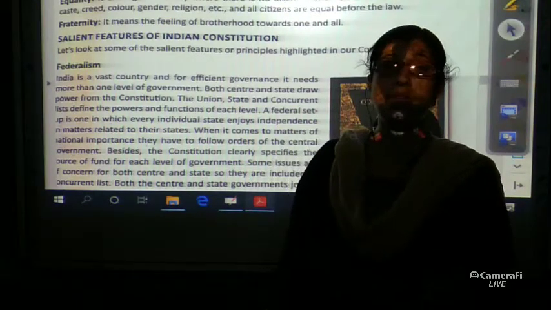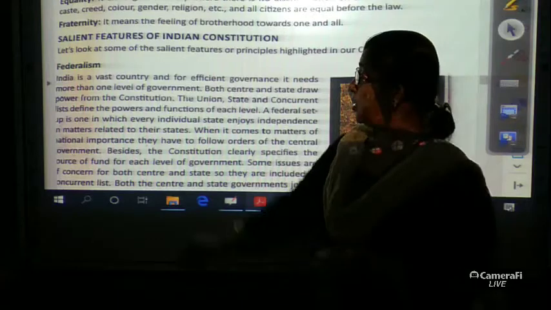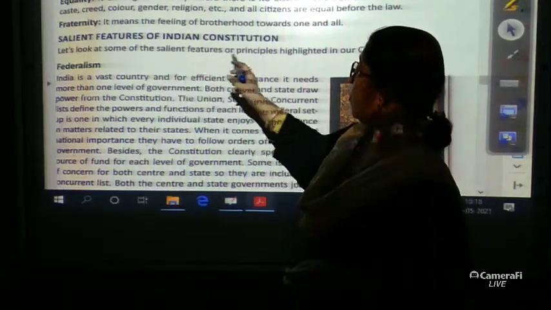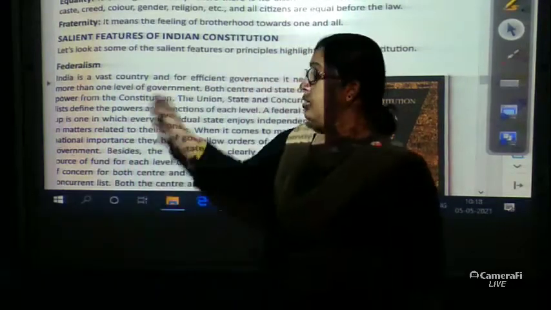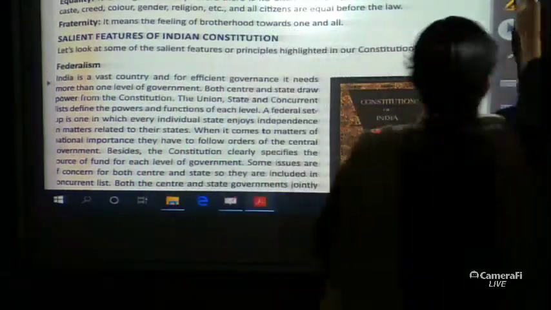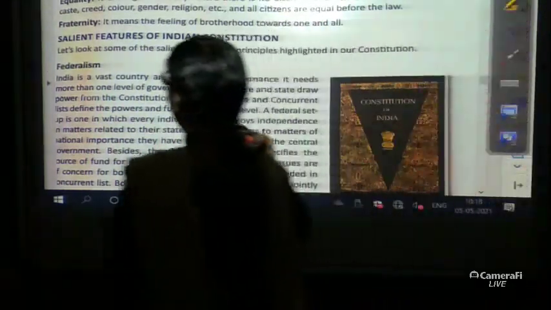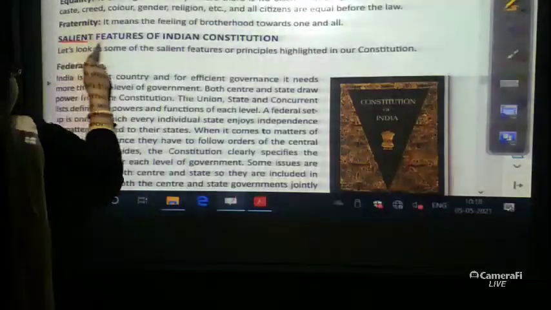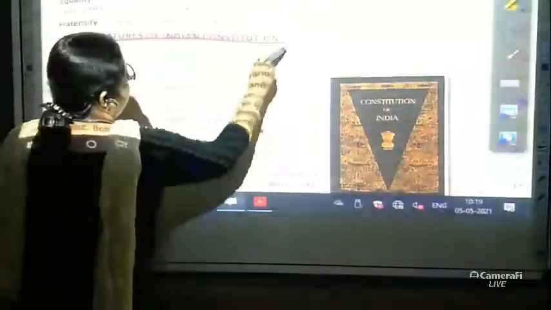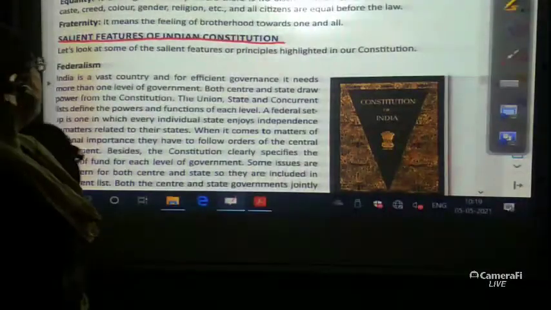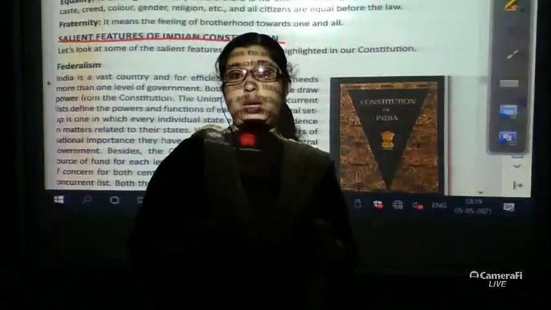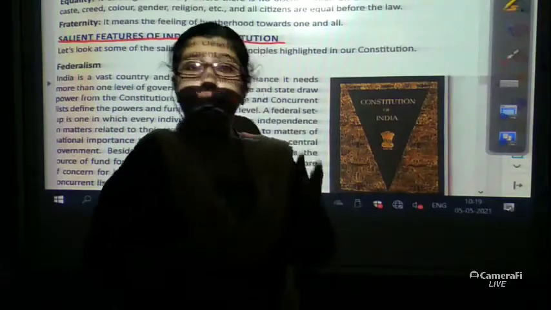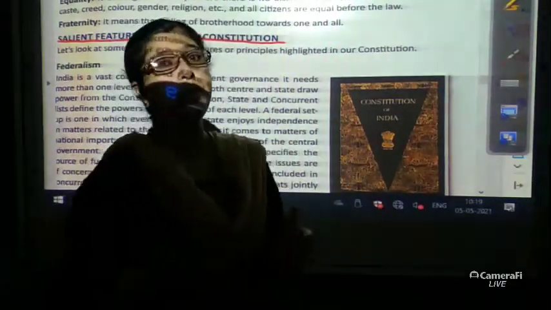The chapter name is the Indian Constitution and the part is Salient Features of Indian Constitution. Today we are going to discuss this part, okay? Salient features of the Indian Constitution. So what is the meaning of salient features? Salient features means the important things. Okay, what are the important features of the Constitution that today we will discuss.